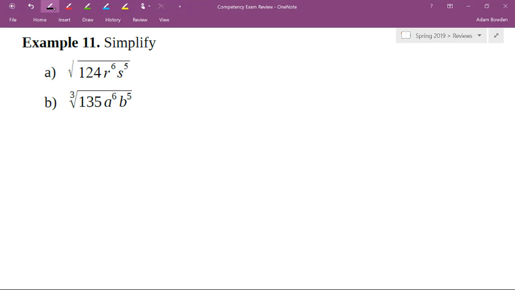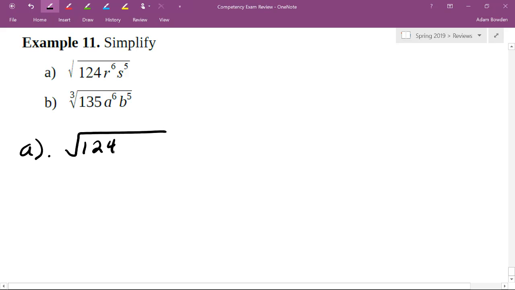Okay, now these next few examples have to do with simplifying radicals, ones that have a lot of stuff going on the inside. So let's look at how we can do that. I have a square root and a cube root to look at here. Let's start out with this one, the square root of 124, r to the 6th and s to the 5th.